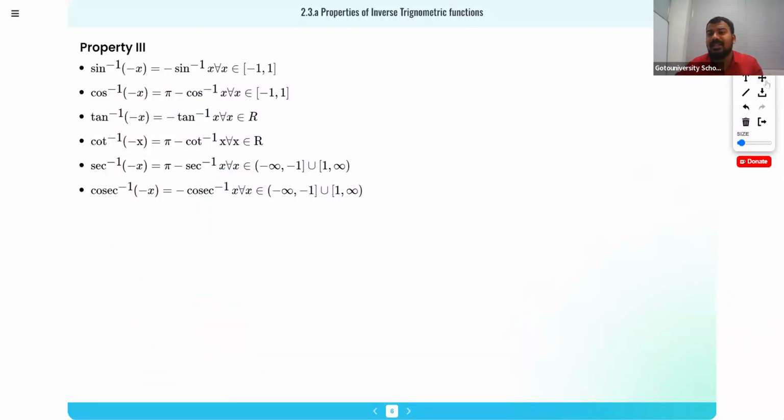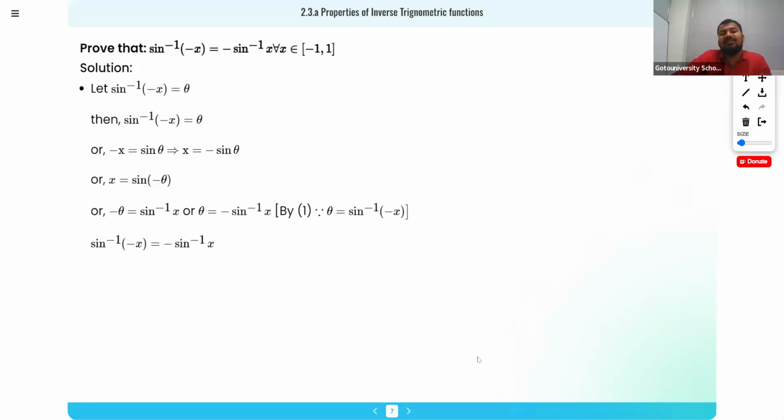Now again they might ask to prove it. So let's look into this. Prove that sine inverse of minus x is equal to negative sine inverse x. So how are we going to take it out? If you observe, sine inverse of negative x is theta. So negative x is going to be sine theta, isn't it? It's just simple here. Sine inverse of negative x is theta. If you take the inverse, connecting it to this, I can say sine theta is equal to negative x.